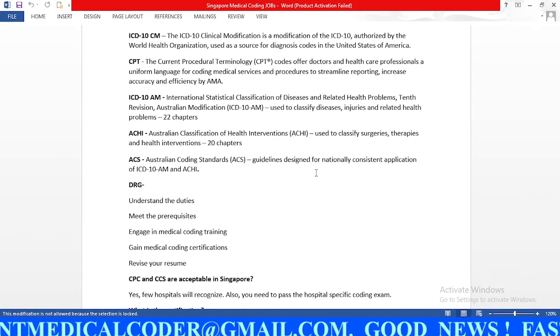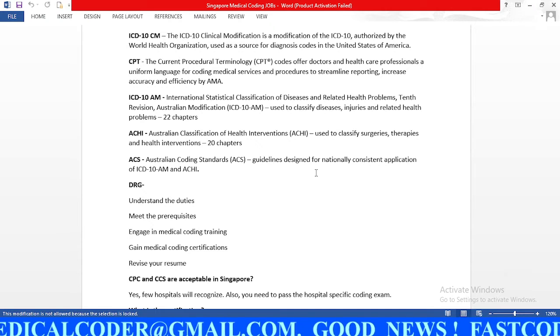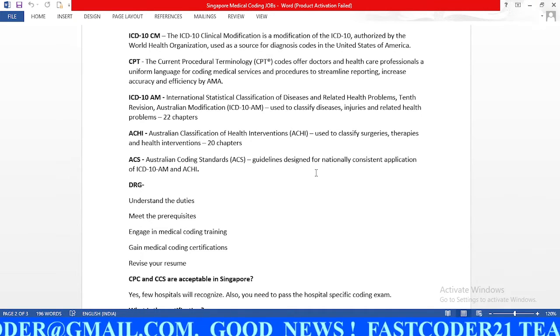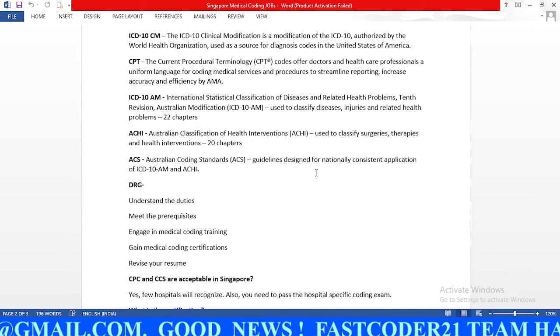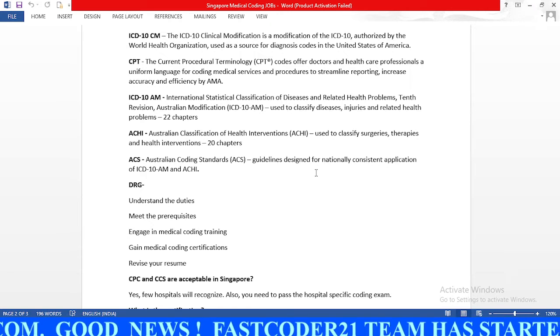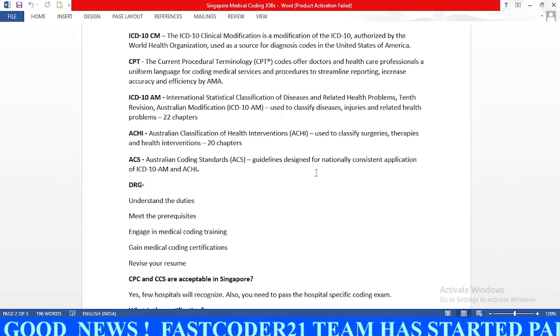As a medical coder, you will get the reports from the hospitals or physicians, and by looking at those reports, you need to code the documents using all these code sets.